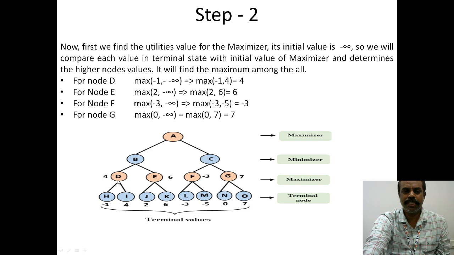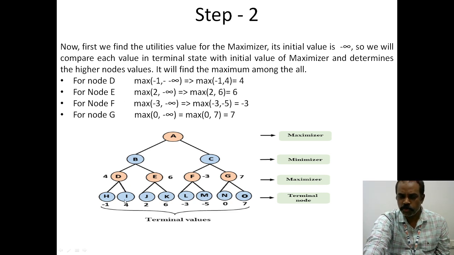So for this D, we will initially compute. According to depth first search, it initially reaches this. The initial value of the maximizer is minus infinity, and the H value is minus 1. So we compute the maximum of minus 1 and minus infinity, and based on that we also consider the next. So here the maximum value is minus 1.